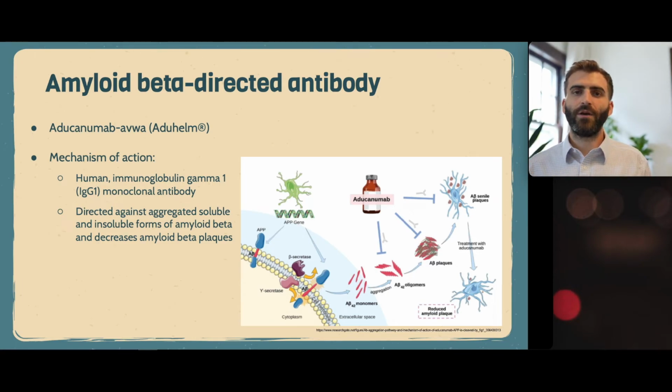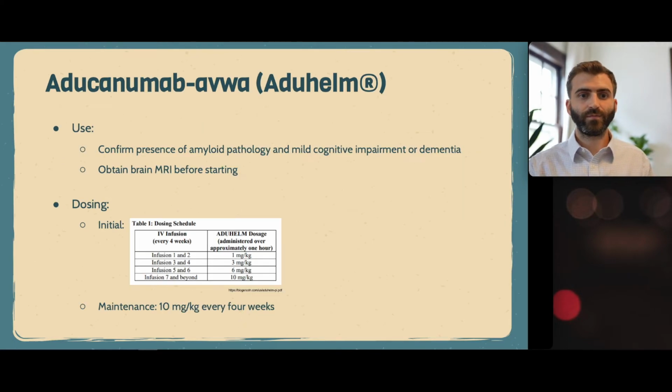This is called aducanumab, brand name Aduhelm, and as you can tell from the name ending in mAb, this is a monoclonal antibody. This is directed against a specific protein, the beta amyloid protein, and prevents and degrades those plaques that form in the brain. People were really excited when this medication came out because this is hitting the core pathophysiology, the core cause of Alzheimer's disease.